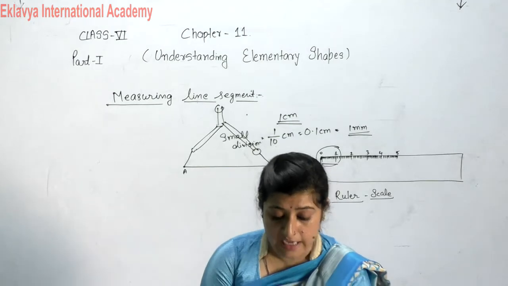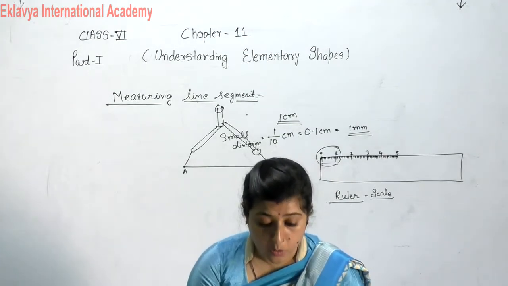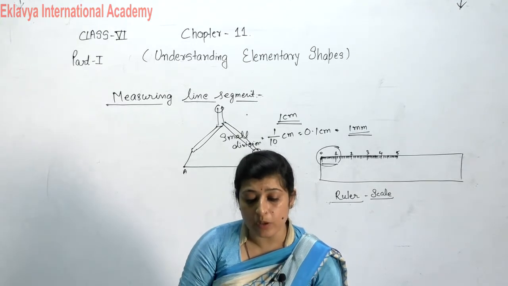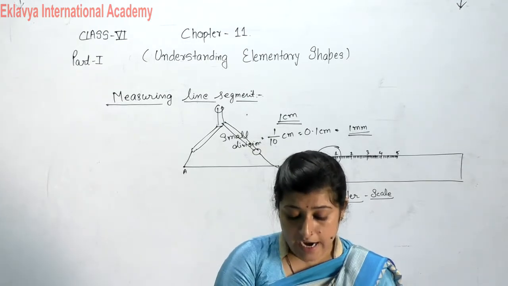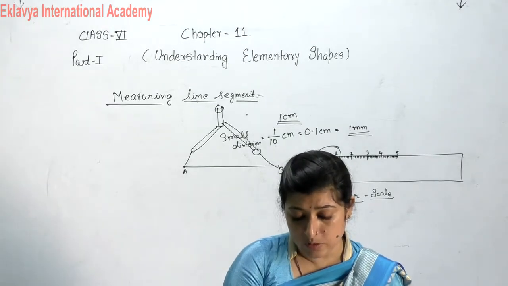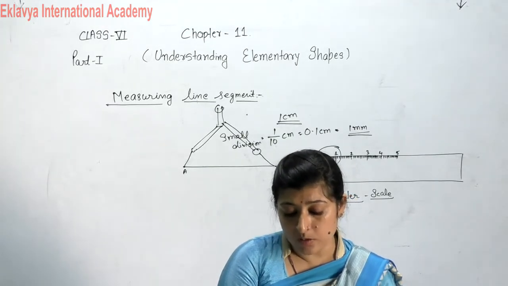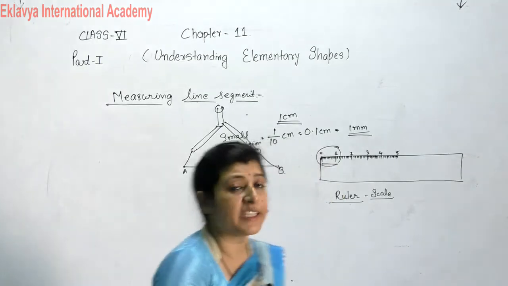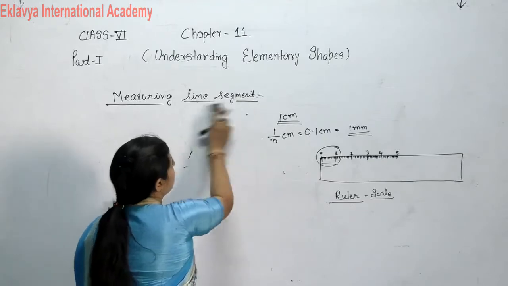See, there is one activity given to you. In order to measure a given line segment AB, lay the ruler along the line segment so that the point A is exactly opposite one of the centimeter marks on the ruler. Now count the number of complete centimeters and tenths of the centimeter between A and B. What is the meaning of this question?